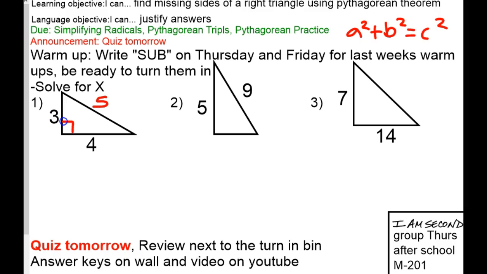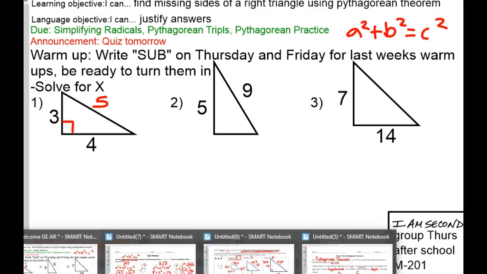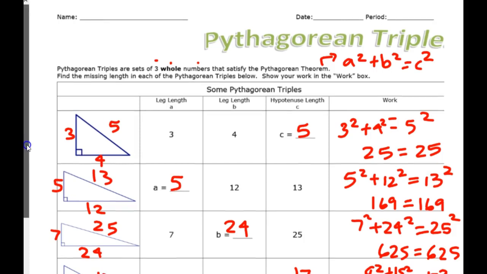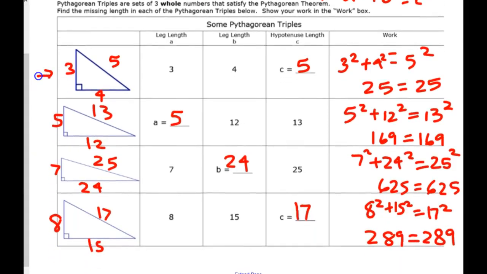Now, here's the deal. If you don't memorize all these triples, by the way, these were the triples from Thursday. 3, 4, 5 is a triple. 5, 12, 13 is a triple. 7, 24, 25 is a triple. 8, 15, and 17. Those 4 different combinations give you perfect numbers. No square root signs, no decimals, perfect numbers, just whole numbers, right?